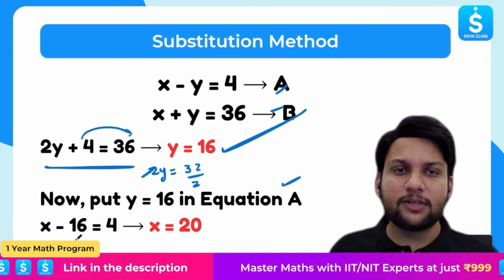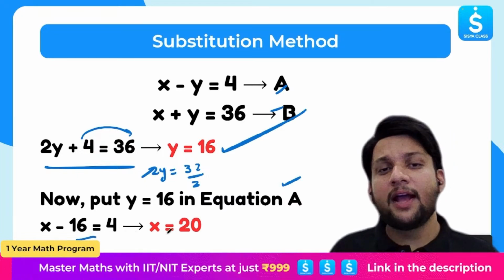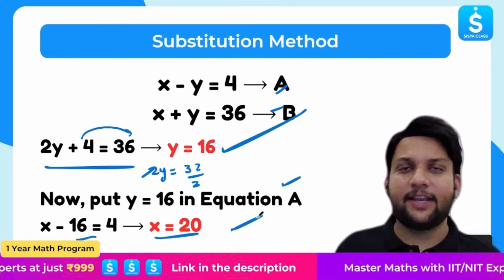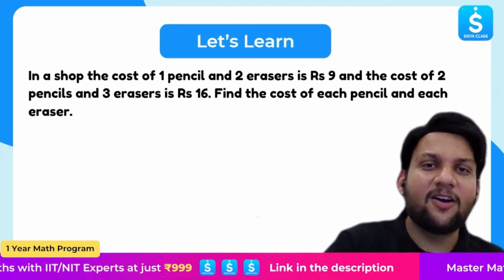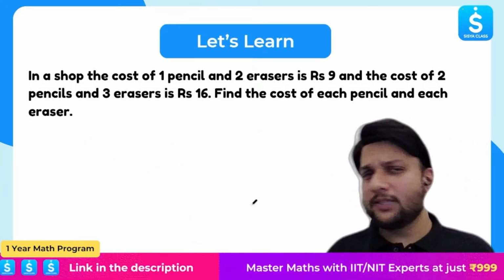X instead of y, I will put 16. X minus 16 equals 4. I am getting the value of x as 20. Easy, super duper easy. Great, awesome. All right, let's do one more question using substitution method.